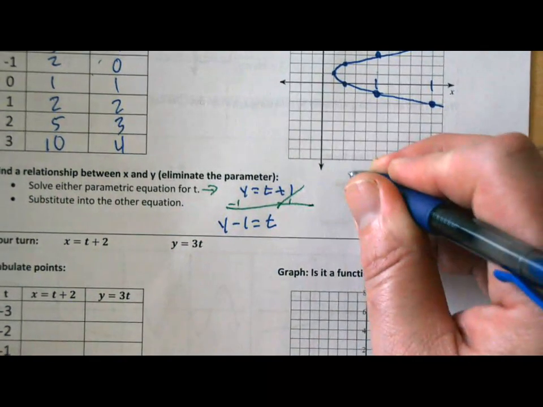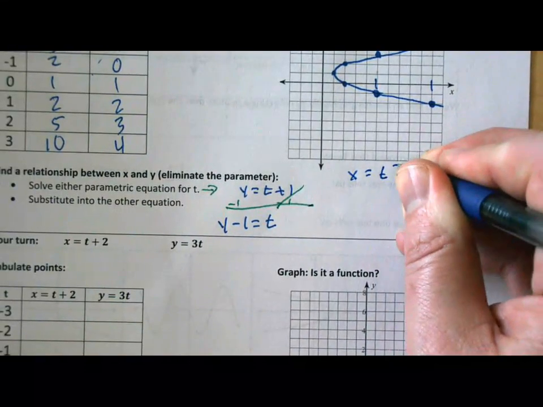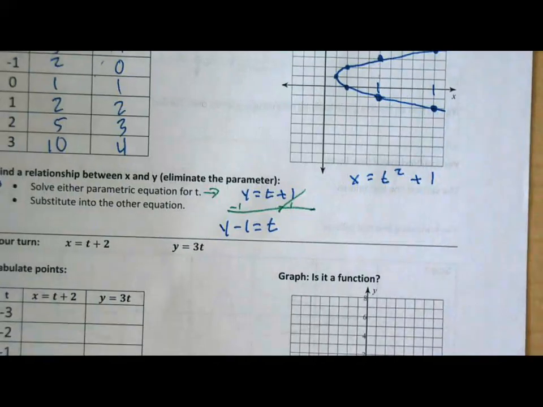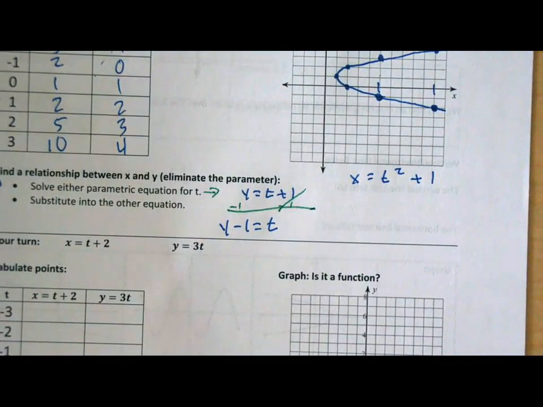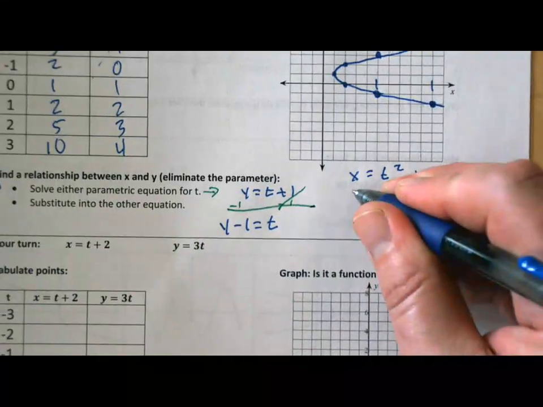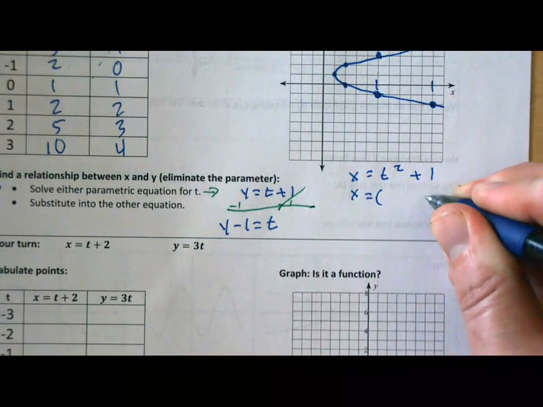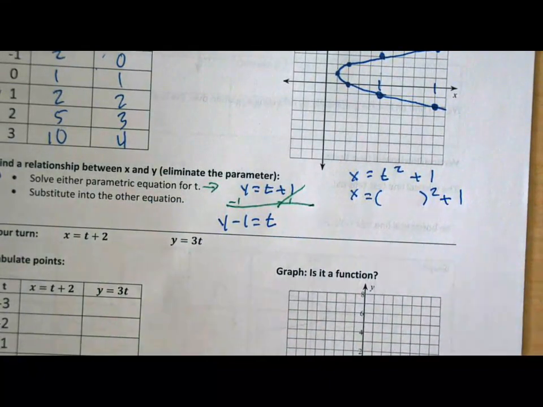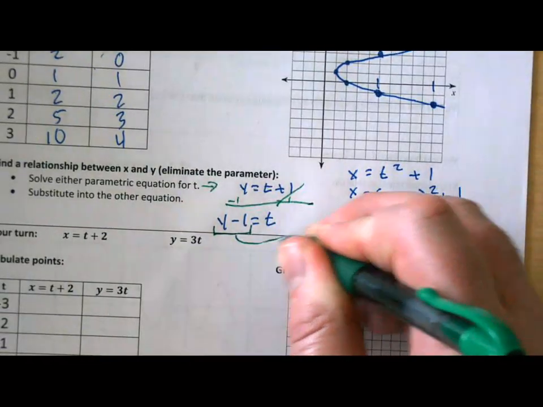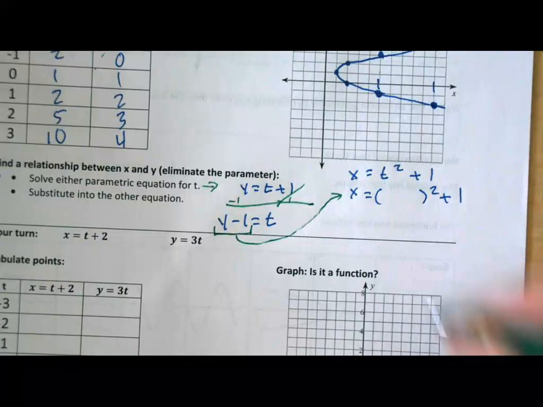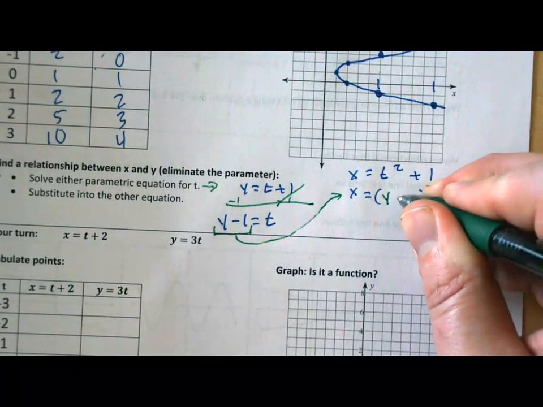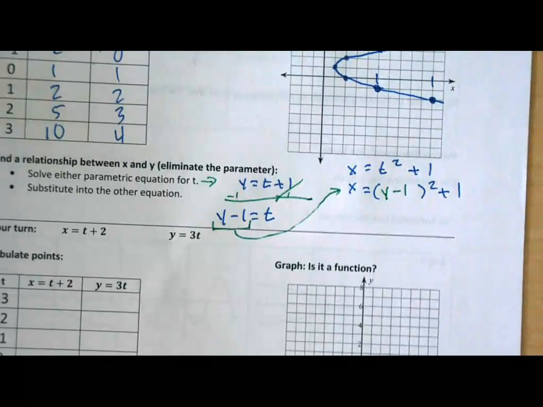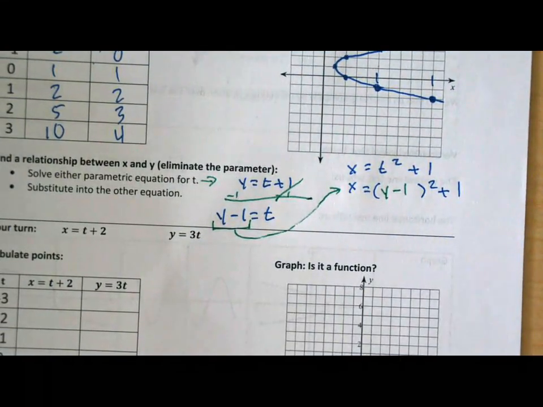My other equation was x equals t squared plus 1. I am going to substitute in place of my t that expression that we just found. So this y minus 1 that we just found is going to pop right into that equation in place of my t, because it's equal to t, right? And we would get that. Now we have an equation that just has x's and y's and there's no t's.